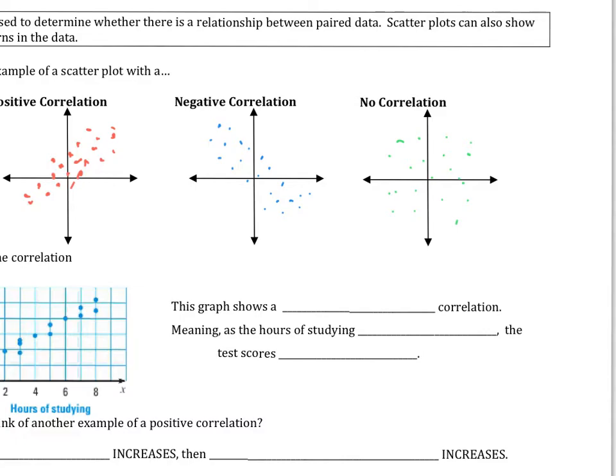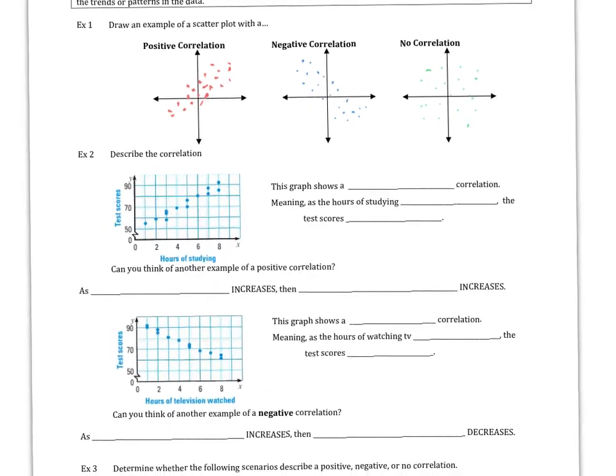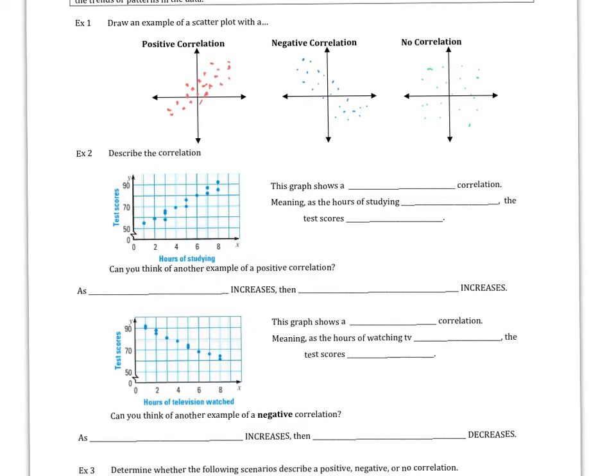Okay, so if we look at example 2 here, we see a graph that shows the connection between hours of studying and test scores. A couple vocab words to remember: hours of studying, the x-axis, is the independent variable, and the y-axis is the dependent variable. So what we see is that as hours of studying increases, the test scores increase. Okay, so this graph shows a positive correlation.